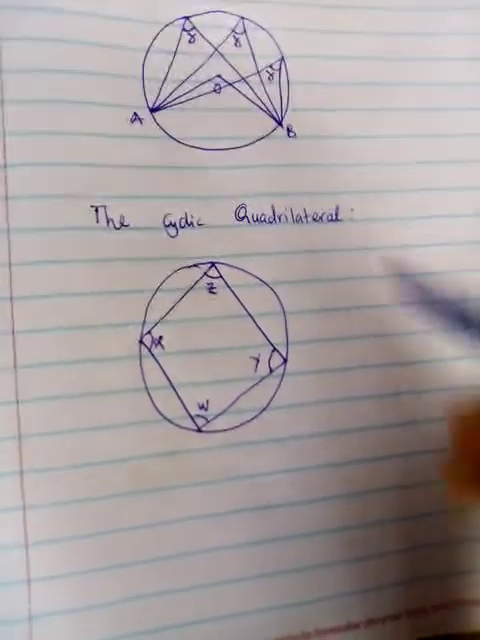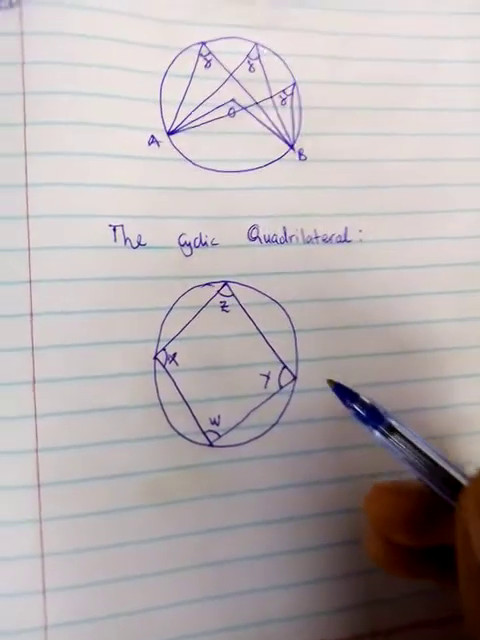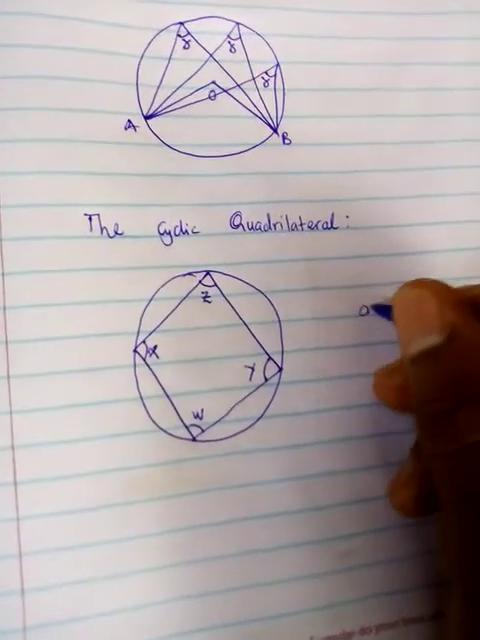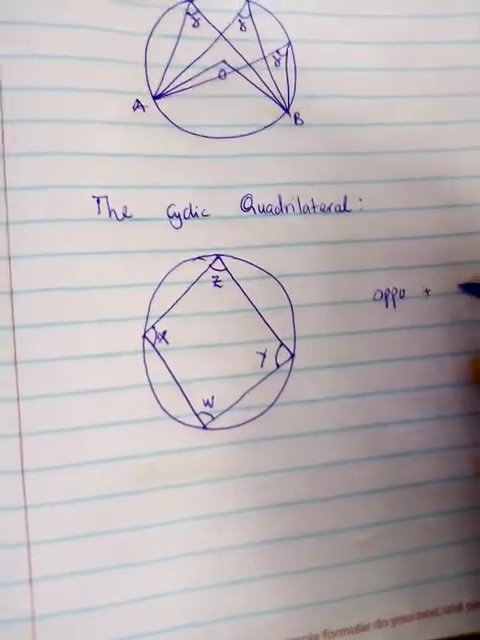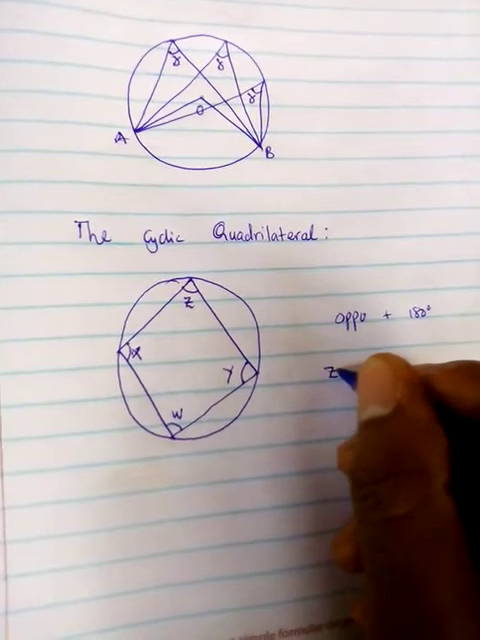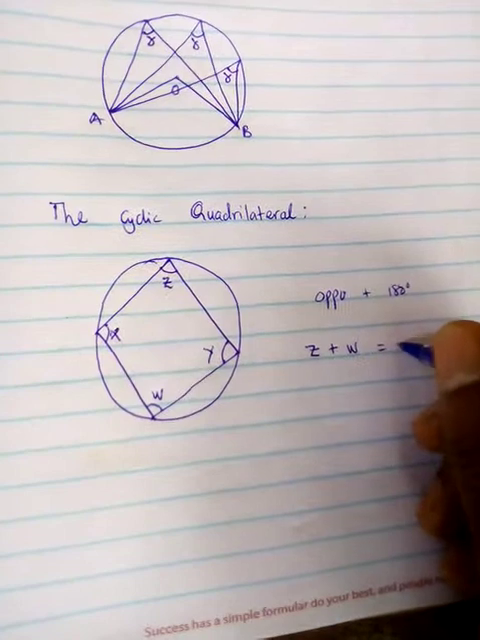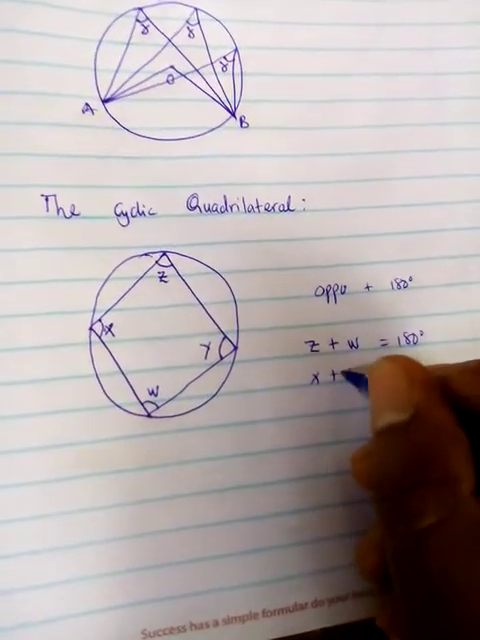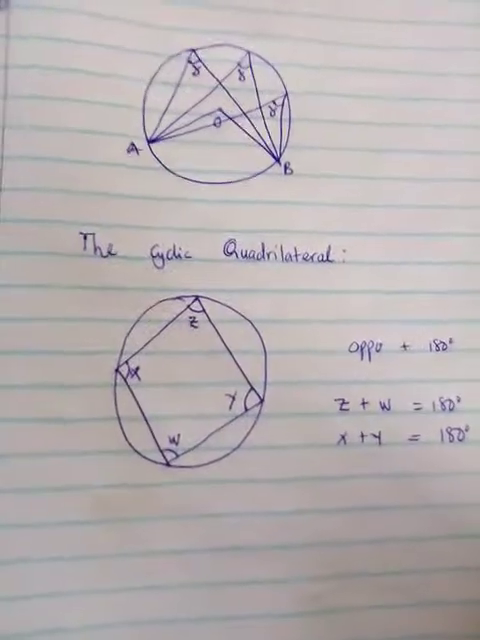In other words, these two, this and this, add up to 180, or this and this add up to 180. They are simply supplementary. Opposite angles of a cyclic quadrilateral add up to 180 degrees. If I have Z and I add W, this is equal to 180 degrees, and X plus Y is still equal to 180 degrees. That is a property that we should know.